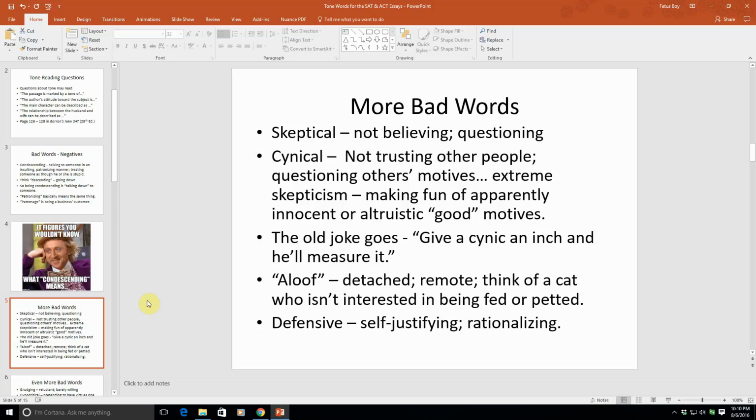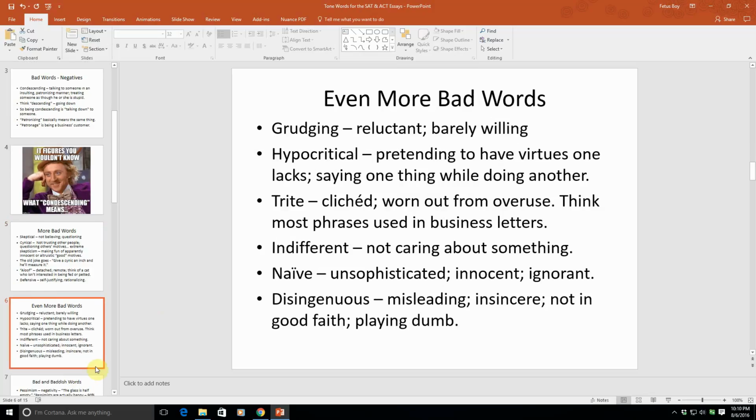Defensive. It's self-justifying, rationalizing. Why do you keep asking me what defensive means? See, I was being defensive there. All right. Even more bad words. Grudging, reluctant, barely willing. So if someone has a grudging respect for someone, it means I respect you even though I don't like you. Hypocritical, pretending to have virtues one lacks, saying one thing while you're doing another.